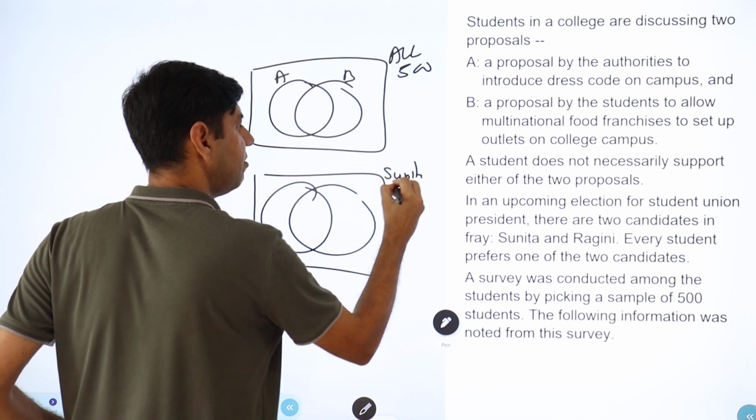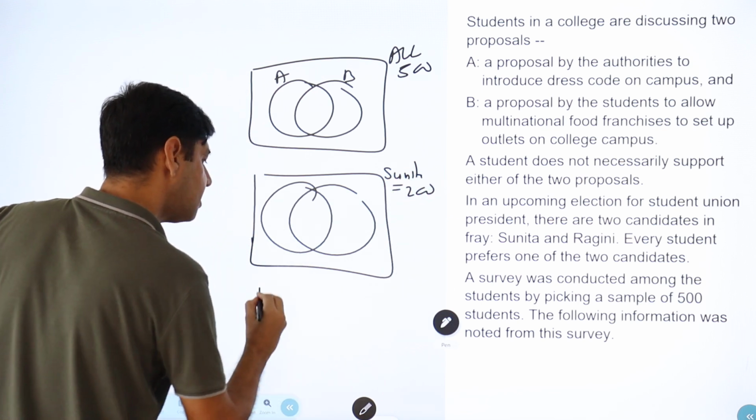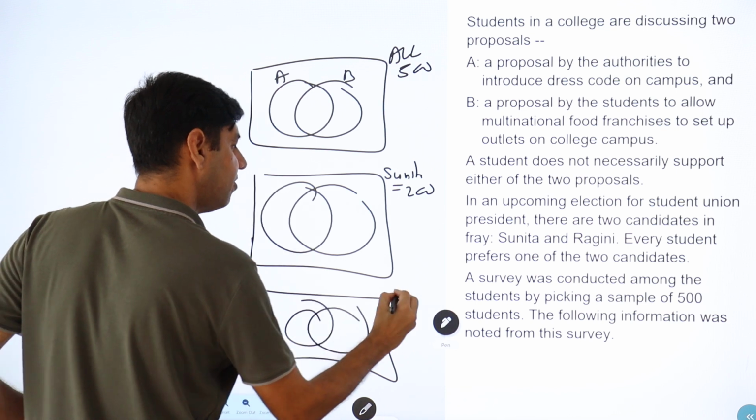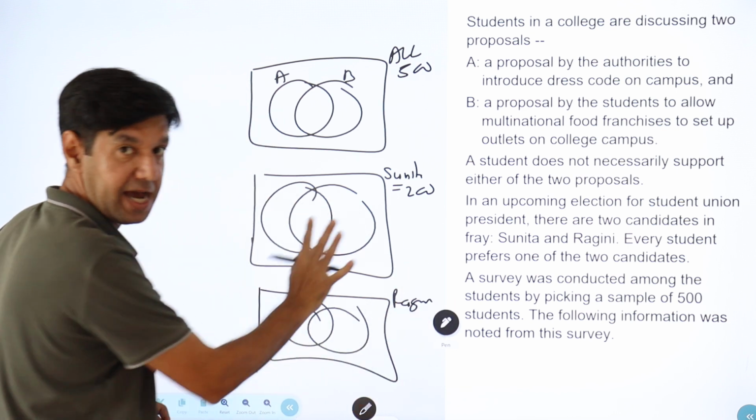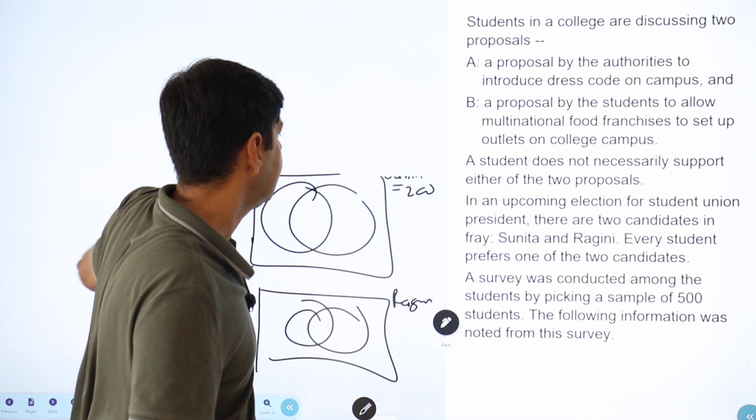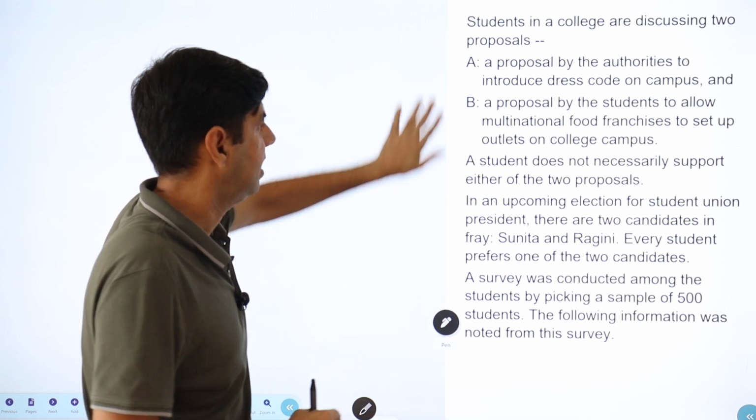So I'm just giving you a clue before I read it. And draw a similar one again for those who prefer Ragini. So this is a clue, try this. I'll do it a little differently over here, but first let us read through it.